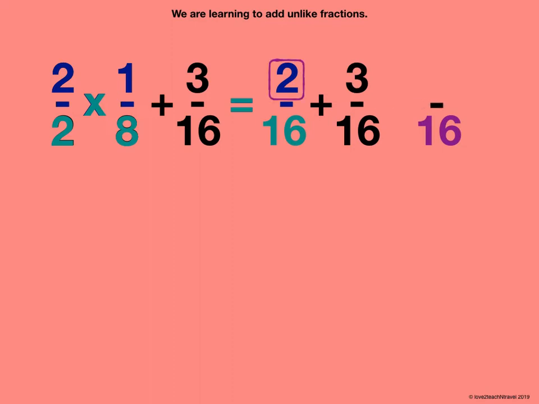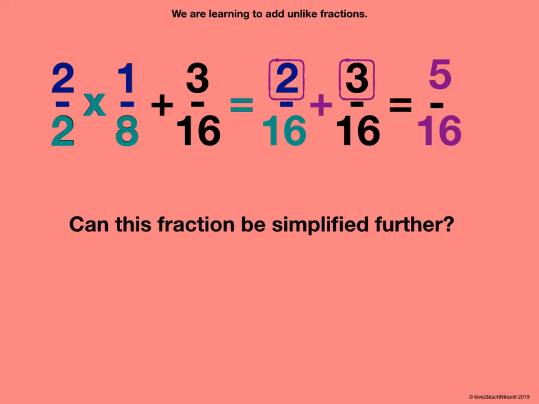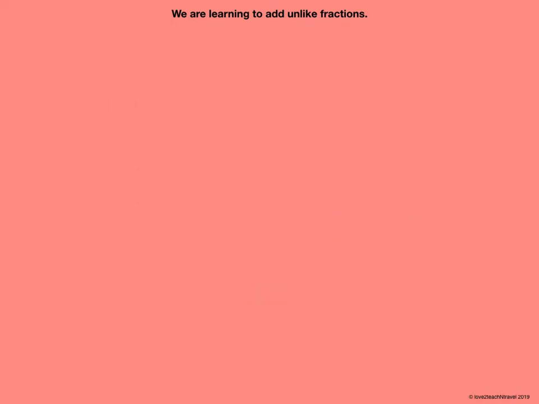And now we can add the numerators. So 2 plus 3 equals 5. Can this fraction be simplified further? No. Let's try another example.